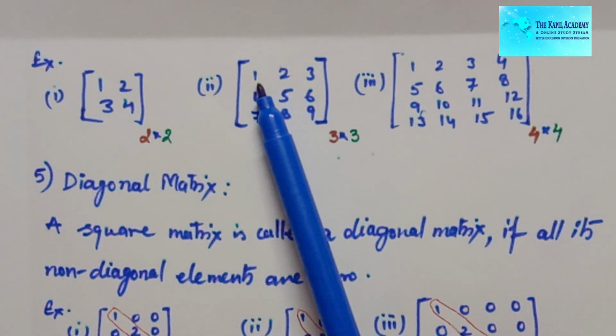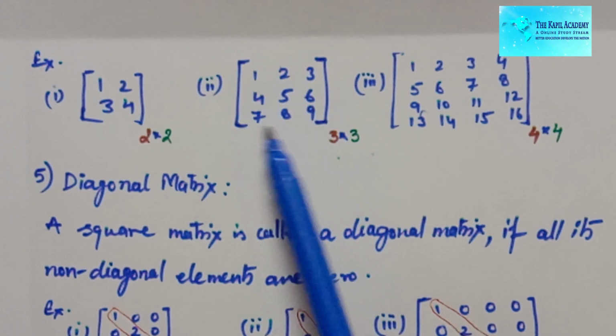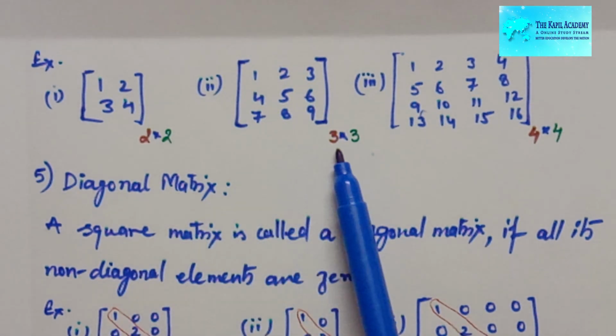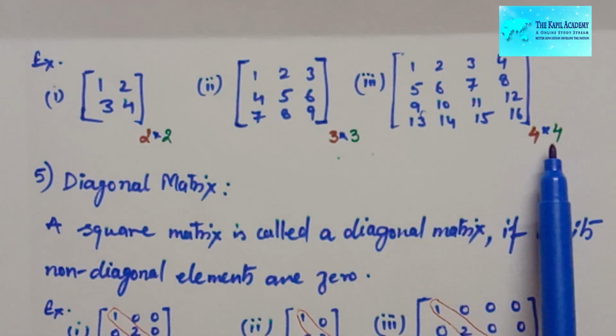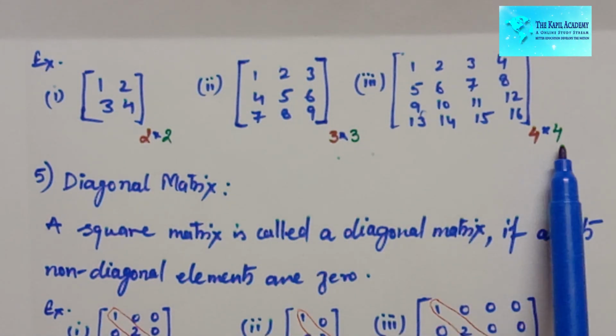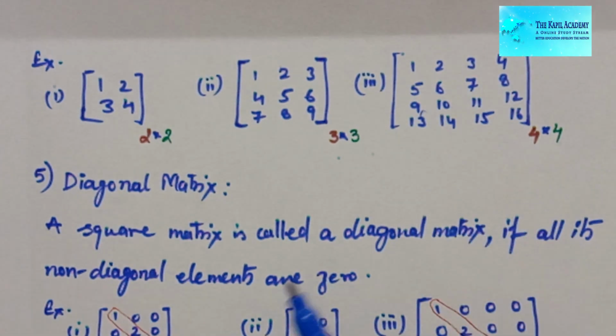And next is 1 2 3 4 5 6 7 8 9. This is another square matrix, of order 3 by 3. One more matrix we have is of order 4 by 4, which is also a square matrix. The number of rows is equal to the number of columns.